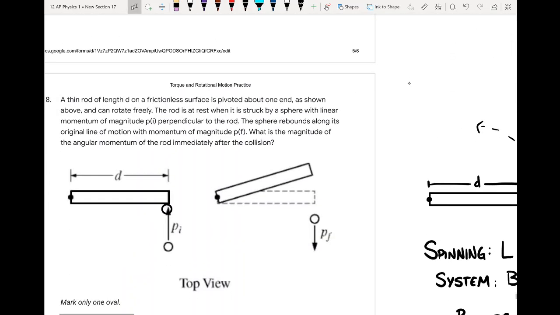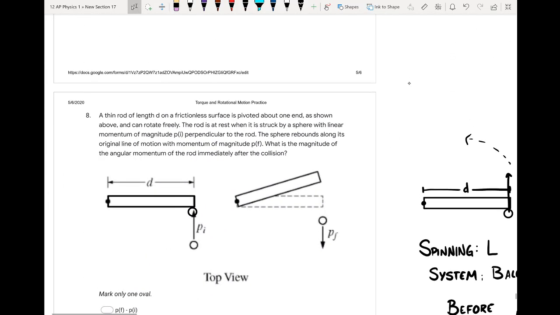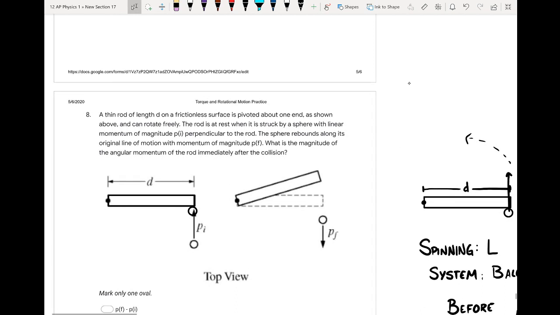All right, this one is difficult. A thin rod of length d on a frictionless surface is pivoted about one end as shown below and can rotate freely. The rod is at rest when it is struck by a sphere with linear momentum of magnitude p_i perpendicular to the rod. The sphere rebounds along its original line of motion with momentum of magnitude p_f. What is the magnitude of the angular momentum of the rod immediately after the collision?